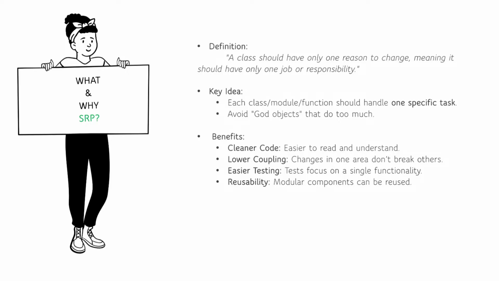Now let's understand SRP. What is SRP and why SRP? The Single Responsibility Principle in a simple way: SRP means that a class or function should have only one job or responsibility. Benefits of SRP: this makes the code cleaner, easier to understand and easier to update in the future. Next slide.